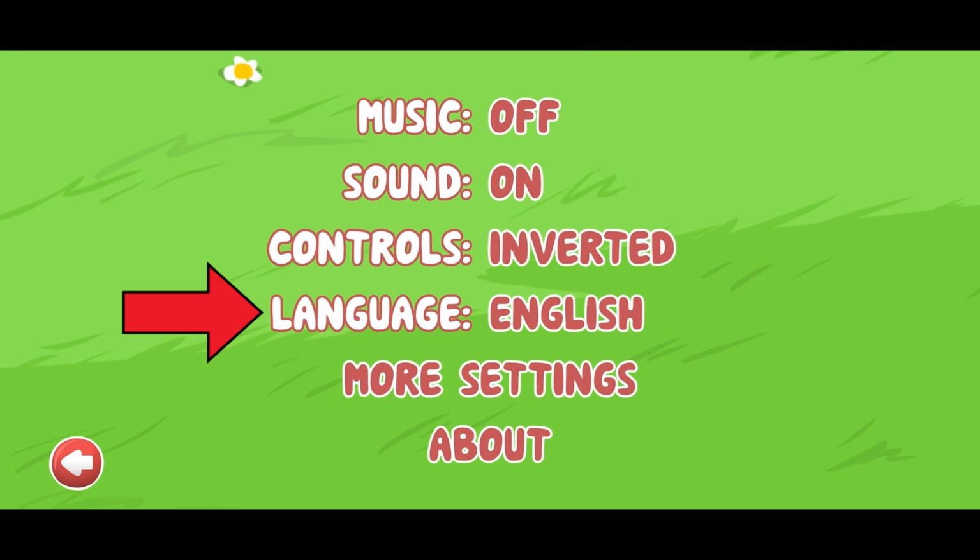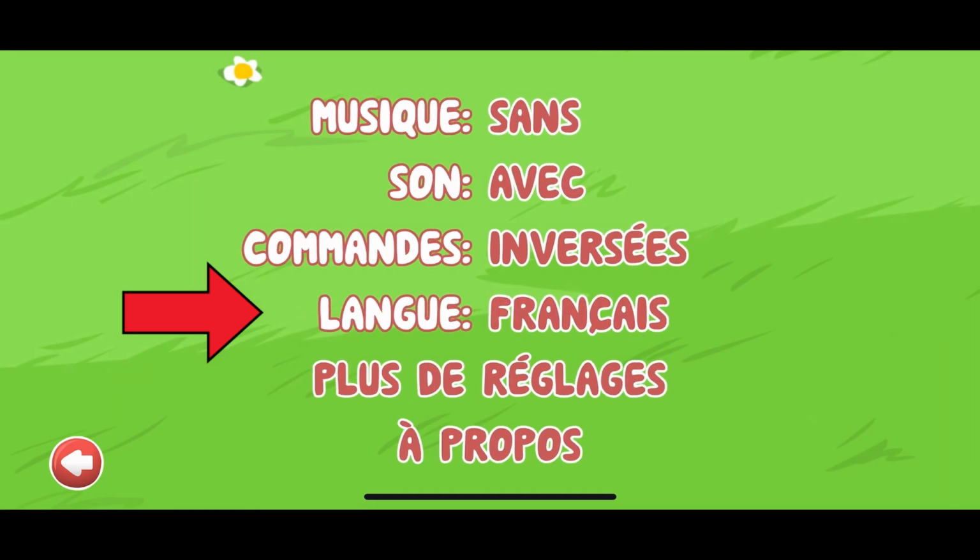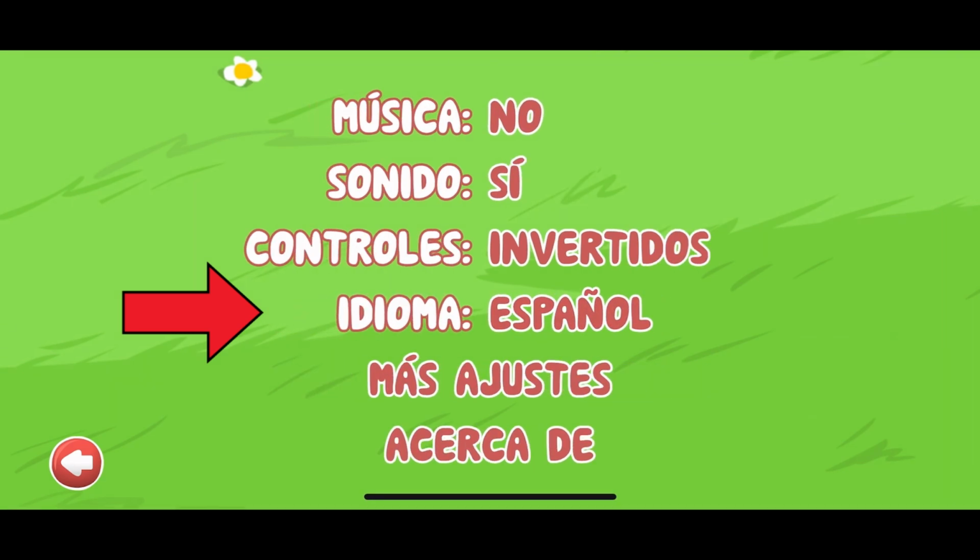Here you can see the language option. Simply tap on it. Each time you tap, the language will change. Continue tapping until you find your desired language. And this is how you can change language on Red Ball 4.